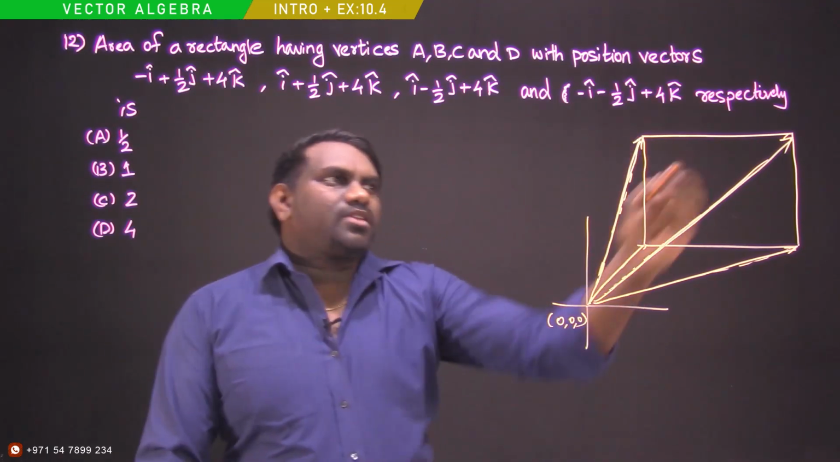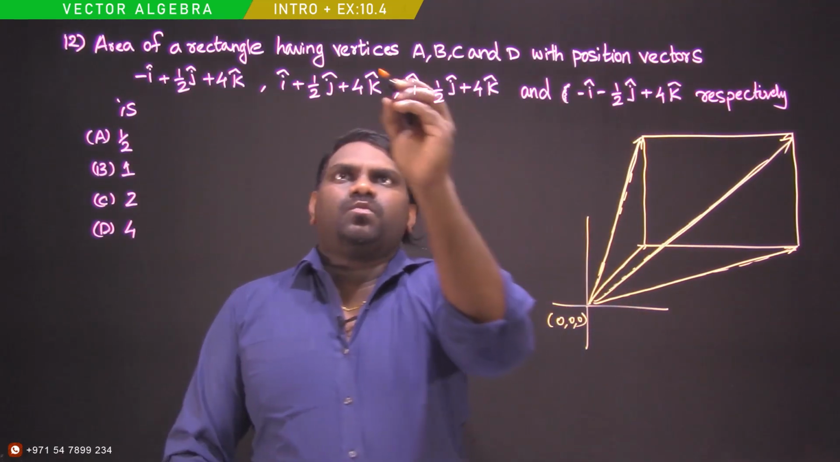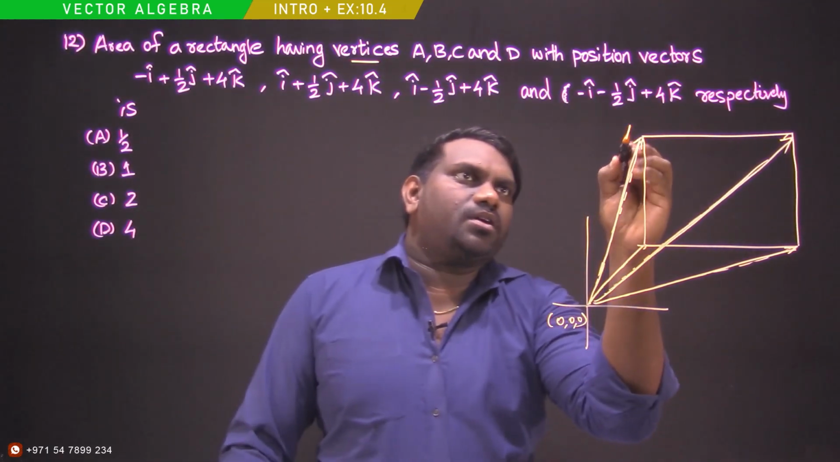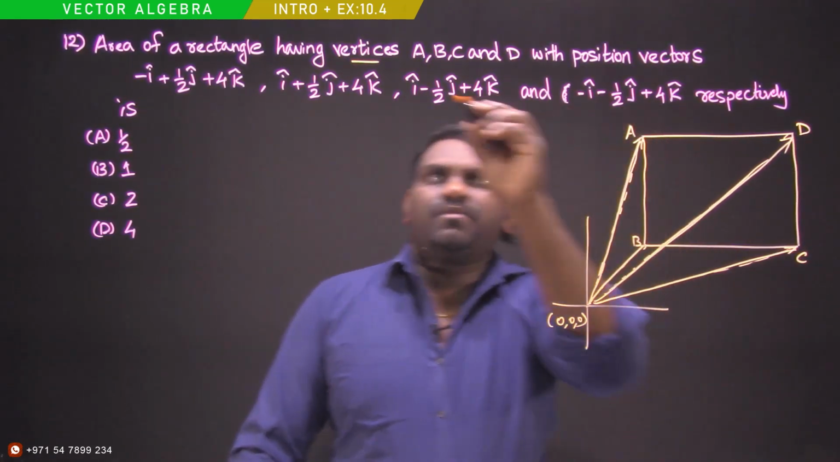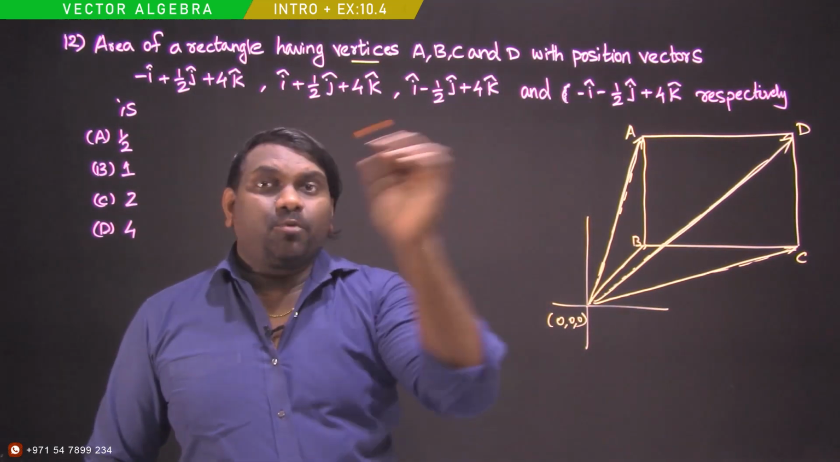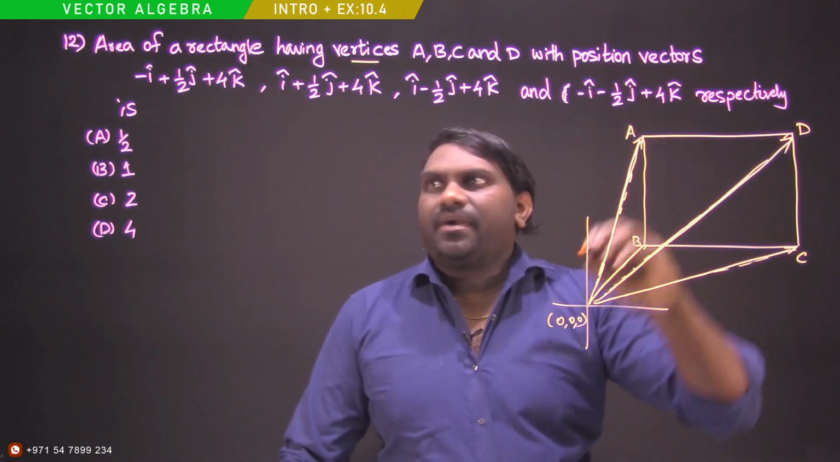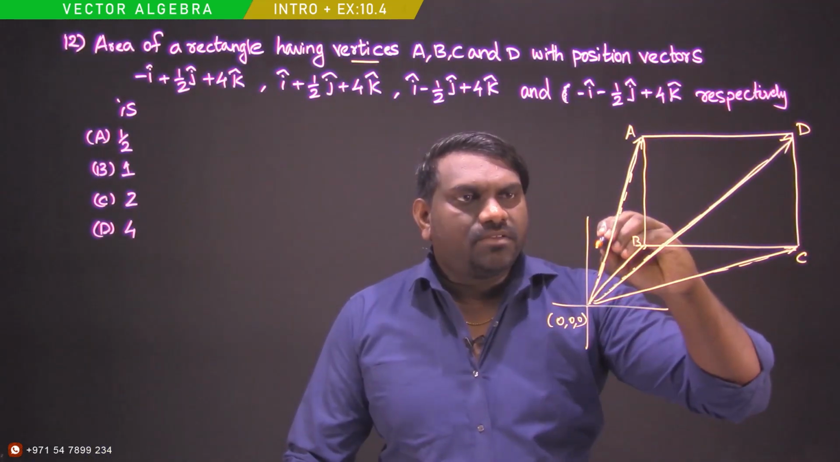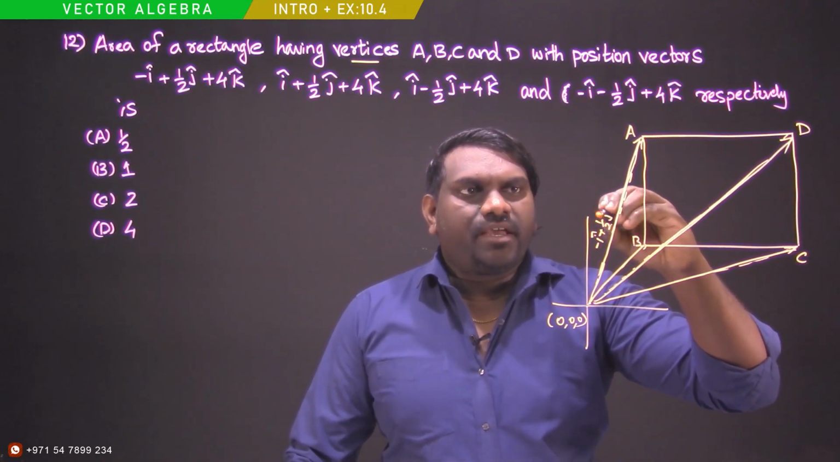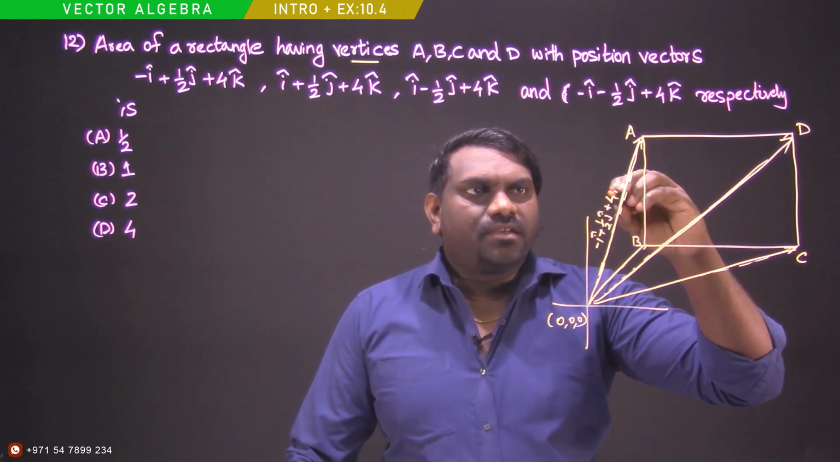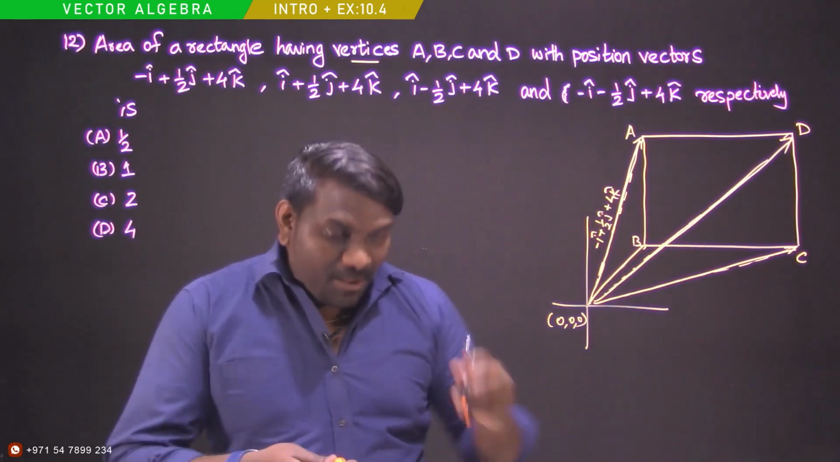I'm talking about these vectors going into these vertices. Which vertices? A, B, C and D. What is given here, dear? That is the position vector. The position vector of A, the first one, is i plus 1 by 2 j plus 4k, dear. This is that vector what I am talking about.